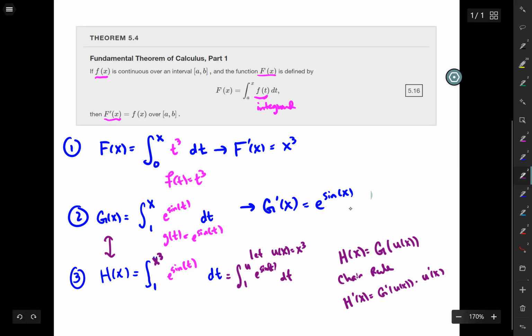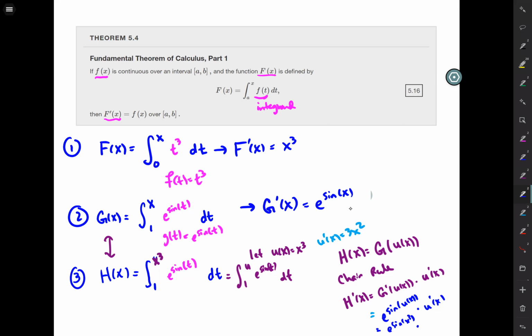So what's u prime of x? If u is x cubed, u prime of x is 3x squared. So to calculate h prime of x, we needed to take g prime of u of x, which is e to the sine of u of x, times u prime of x. Since u of x was x cubed, that's e to the sine of x cubed times u prime of x, and u prime of x is 3x squared.